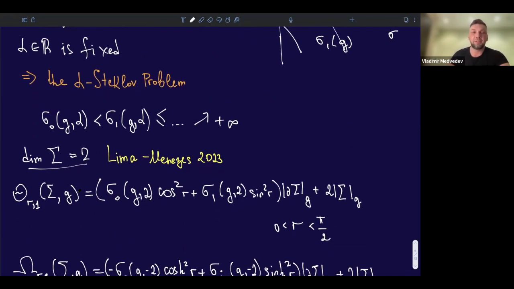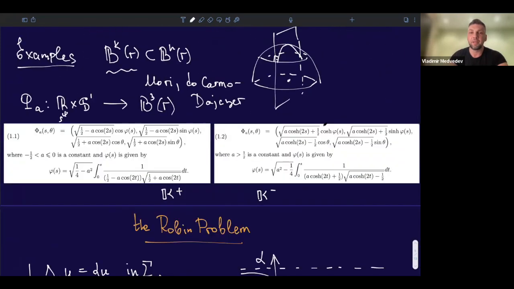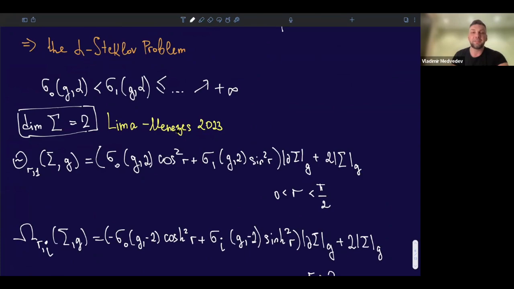And it turns out that in the case when sigma has dimension 2, using these alpha Steklov eigenfunctions, by the way, for our situation we will work with k Steklov eigenfunctions for the spherical case, and minus k for the hyperbolic case, Lima and Menezes found a very nice functional theta R1, which depends on some parameter R between 0 and pi over 2, and they also studied the properties of this functional theta R1.